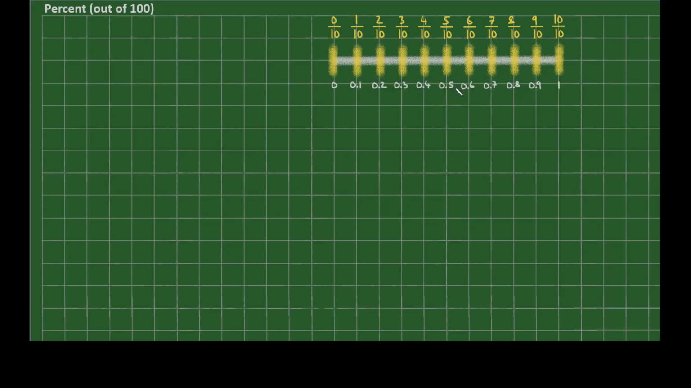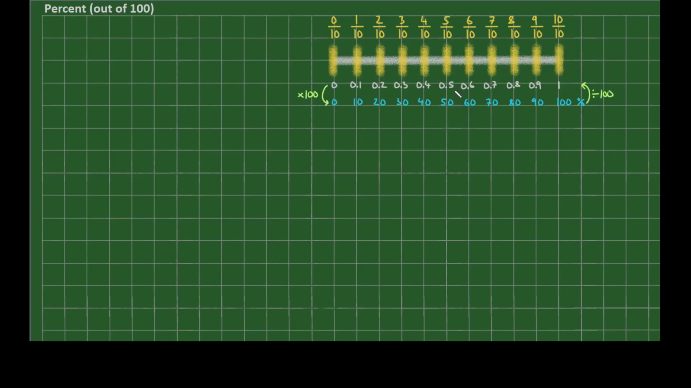Each decimal value can also be converted into a percentage. 5 tenths is the same as 1/2, is the same as 0.5, is the same as 50%. Whenever I want to convert a decimal value into a percentage, I multiply by 100. And if I wish to go back from a percentage to a decimal value, I divide by 100.